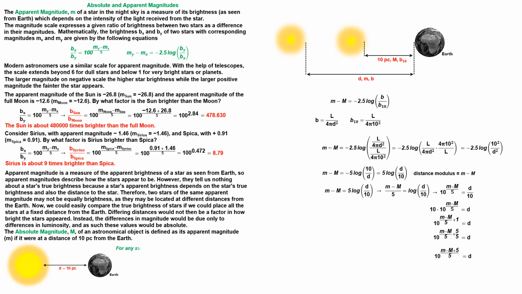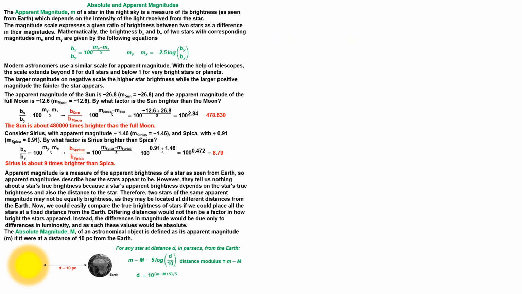We now summarize the equations. Let's see how this works by solving some problems involving absolute magnitude and distance. Calculate the absolute magnitude of the following stars. If we know the distance to a star in parsecs and its apparent magnitude, we can calculate the absolute magnitude using the formula we have just deduced.